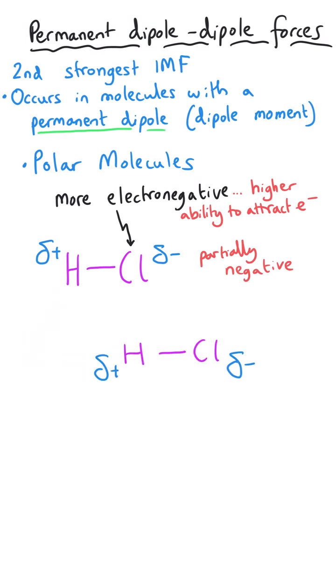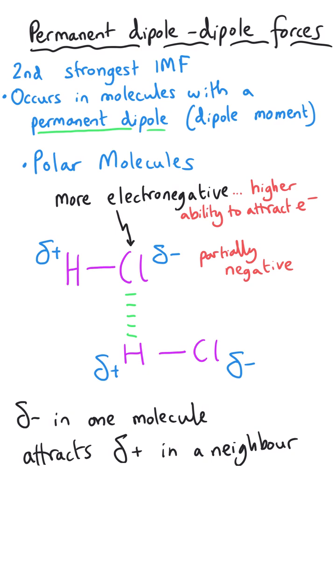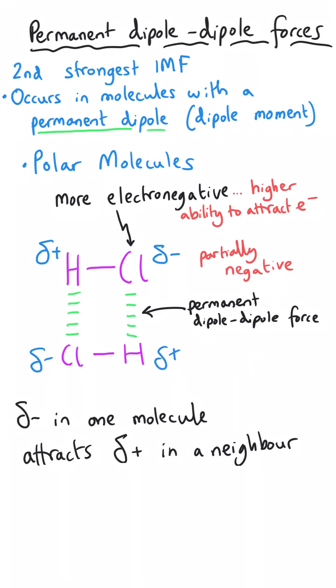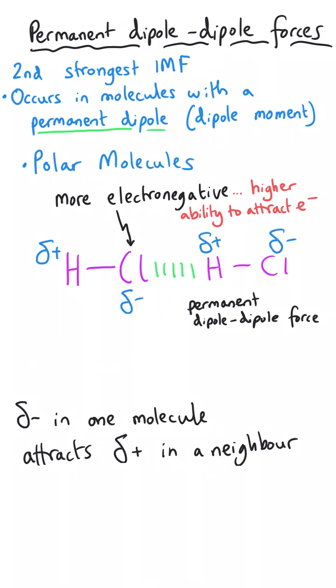And so the permanent dipole in one molecule can be attracted to the permanent dipole in a neighbouring molecule, in the way that I'm showing here. Now, the chlorine is attracted to the hydrogen in this particular angle that I've drawn, but all sorts of other angles and orientations are possible, could be end to end, side to side. But this force is always going to be there, because there is always going to be this electronegativity difference. It's permanent, hence the name permanent dipole-dipole forces.